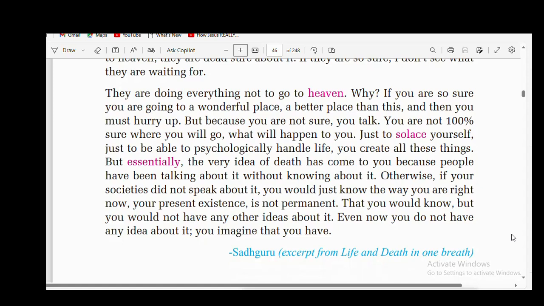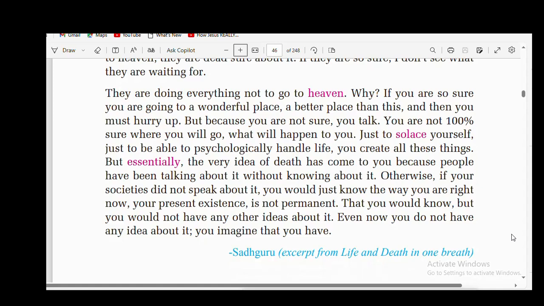People don't have any idea where they will go after life. What will happen to people? No idea. Just to solace, just to relieve oneself, just to be able to psychologically handle life, you create all these fiction and imaginative things. But essentially, the very idea of death has come to you because people have been talking about it all the time without exact information. Otherwise, your societies did not speak about it.